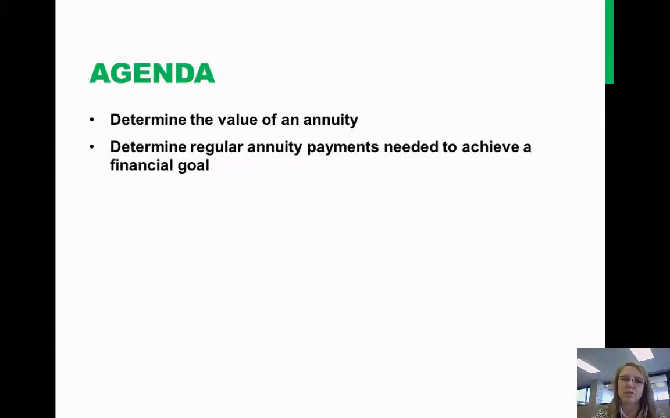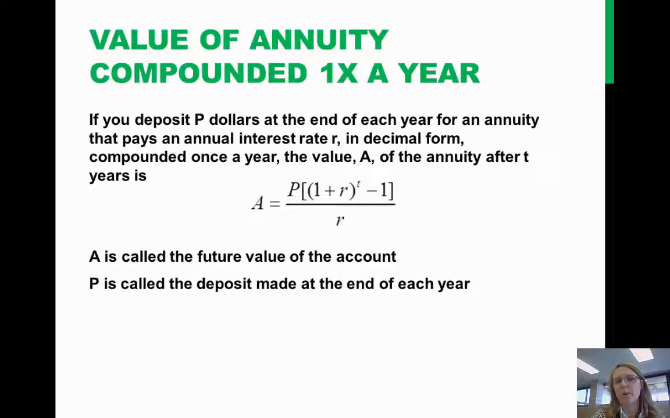Specifically, our agenda is to determine the value of an annuity and to determine regular annuity payments needed to achieve a financial goal. And so what exactly is an annuity, before we go further?